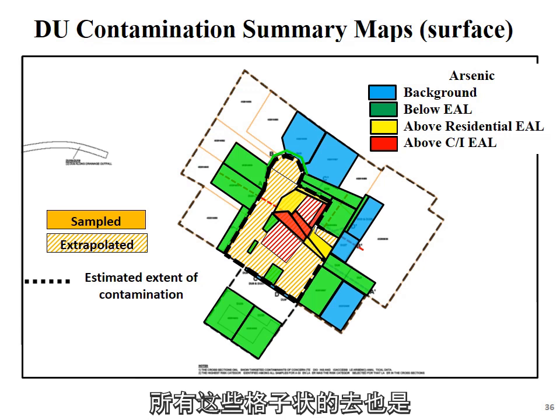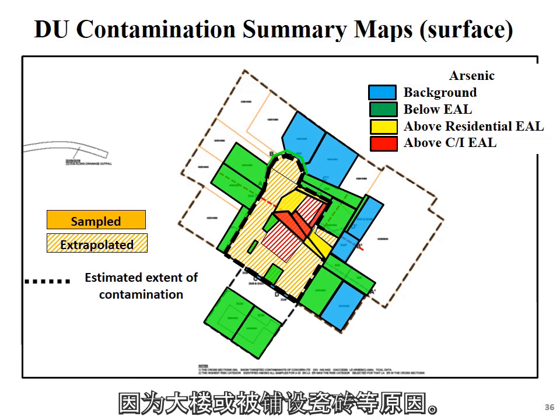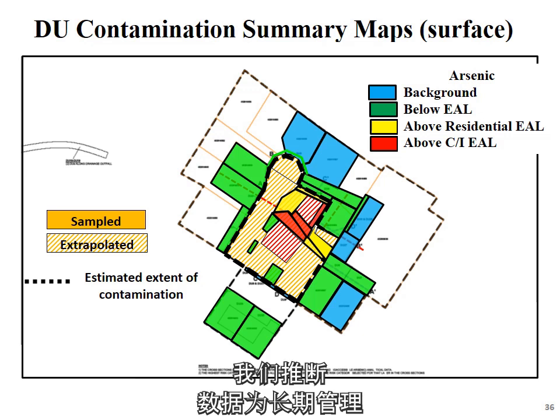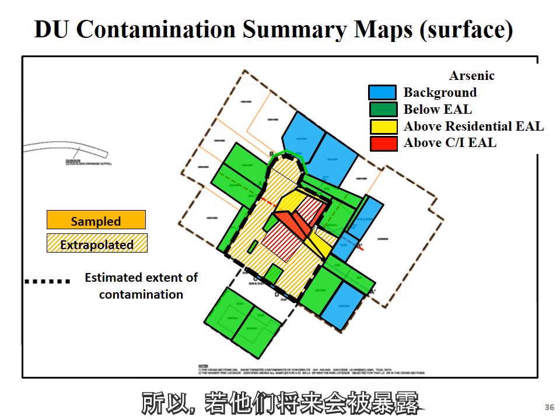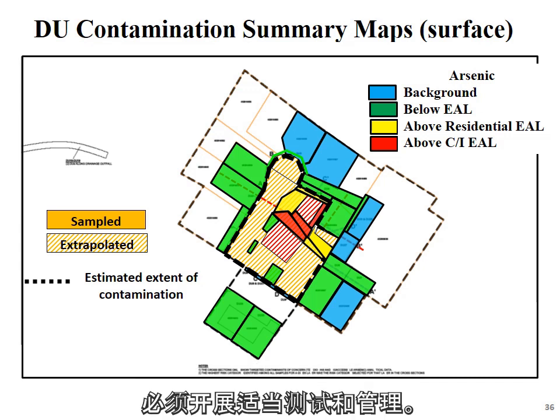All these cross-hatched areas are areas where we weren't able to get samples because of buildings or pavement or something, and we just extrapolated the data as a long-term management approach, just assuming the soil in these areas could be contaminated, and if they're ever exposed in the future, it has to be tested and managed properly.